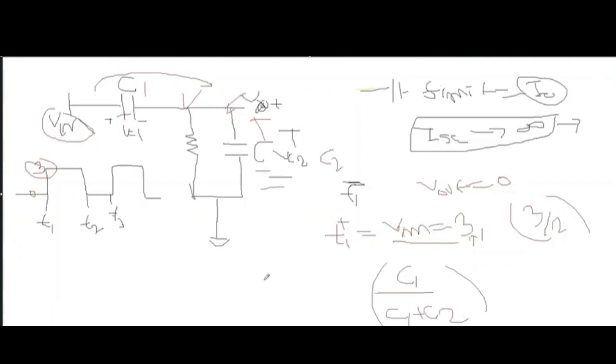This is the voltage VC2. This comes from the infinitely large current flowing through the capacitor, so the capacitor changes its voltage instantaneously. Because of that, this happens. So we are basically applying conservation of charge.